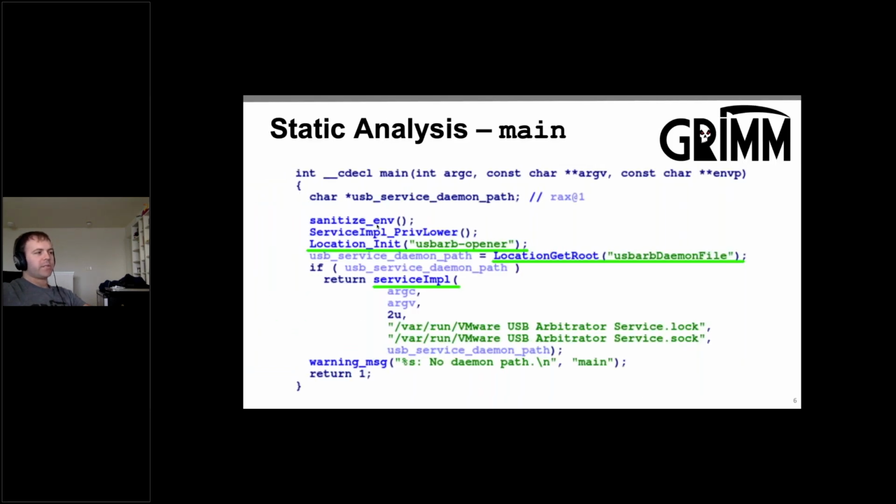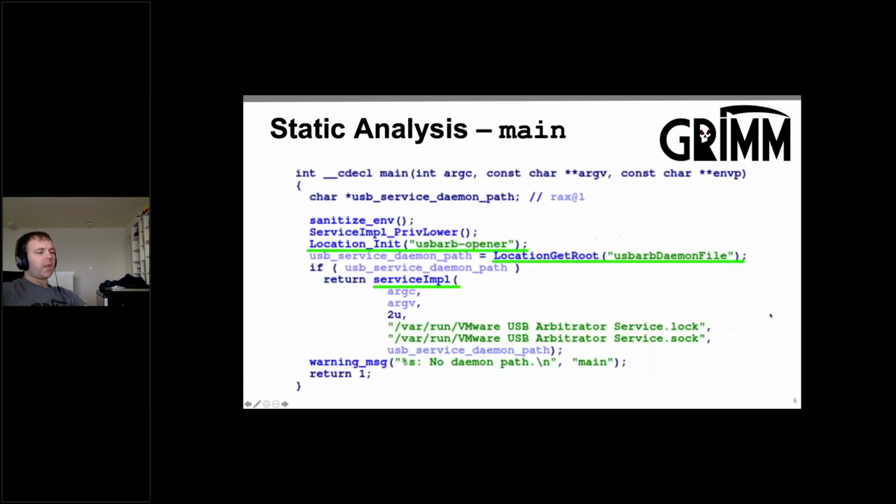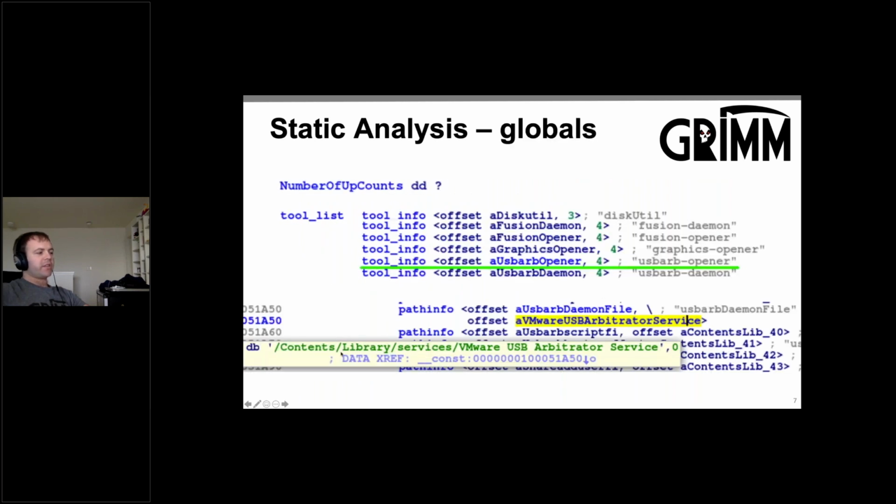I'm going to switch back to the slides one sec. It's looking up that string in this list of tools and getting the number there. We'll see a little bit more next what it's doing now with that number, but it's saving it to this number of up counts, which I'll show you what it's for in a sec. And then the other thing that it's doing is it looks up the string USB arb daemon file in this location get root function here, and it returns this string /content library services VMware USB arbitrary services, which is the program that we saw it tried to open.